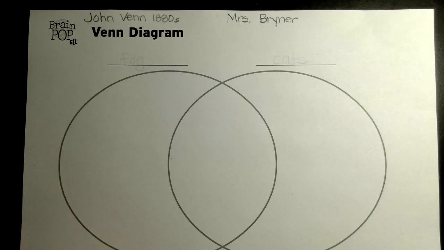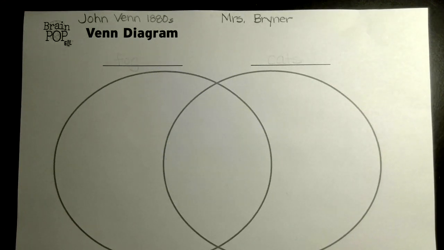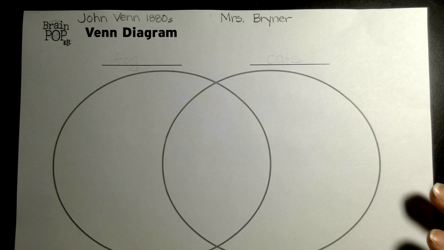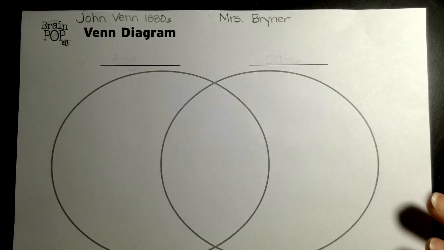A Venn diagram helps us to find out what is alike about two things and what is different about two things. And then fancy words for that are called comparing and contrasting. So comparing is finding out how things are alike, and contrasting is finding out how things are different. Go ahead and make sure your name is on your paper. You will be turning this into your teacher at school.